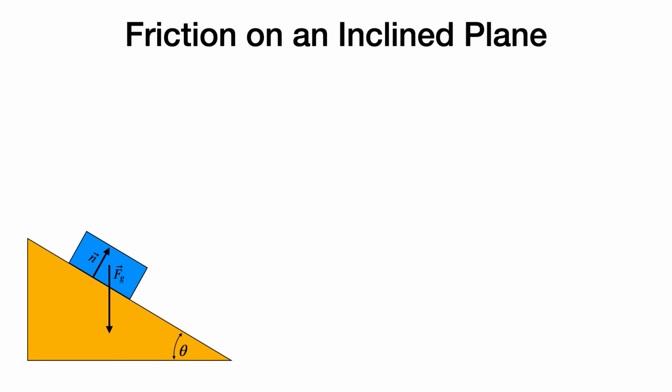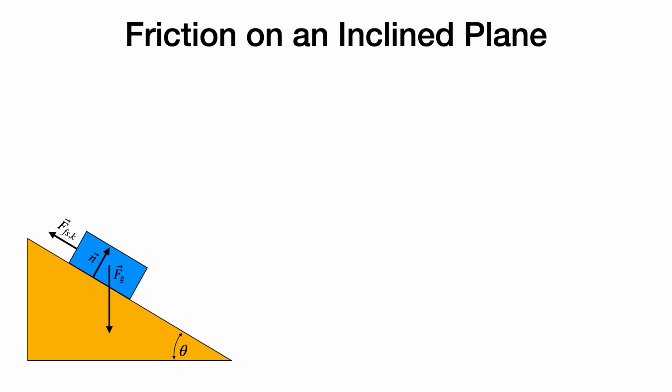To look at this more carefully, let's consider friction on an inclined plane. So we have the mass on the incline, we have the force of gravity acting down, the normal force acting up, and we're going to assume that the force of friction is acting up the plane, whether it's kinetic friction or static friction.